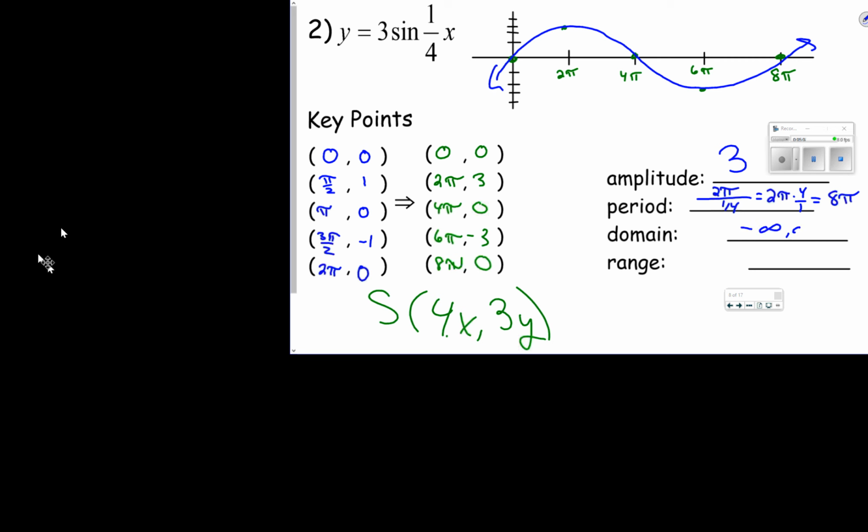Negative infinity to infinity for domain. Negative 3 to 3 for range. And that's it, I believe.